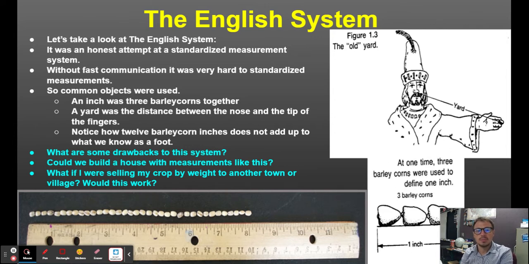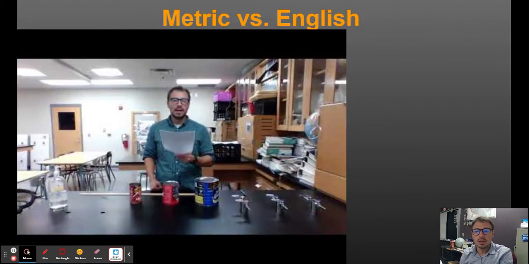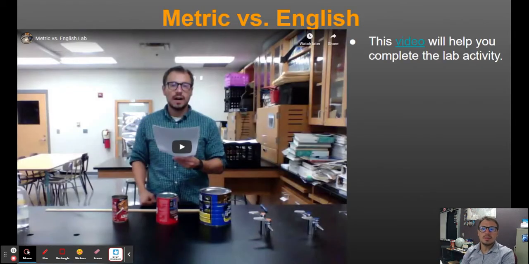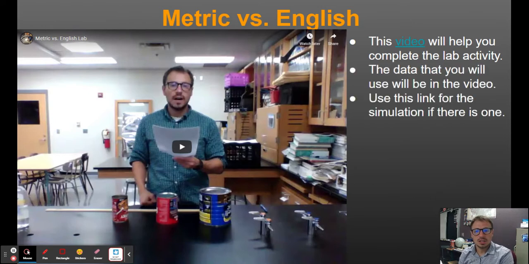If you were going to sell crop to a different town, how would you know that their weight measurement is the same as your weight measurement and you're getting a fair price for what you're selling? So this was the lab that we did, the metric versus English lab.